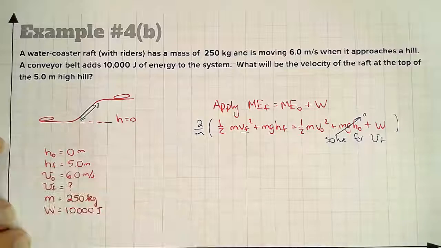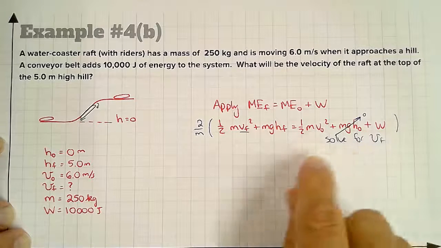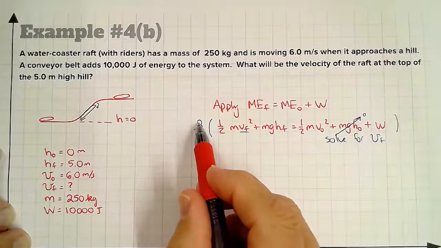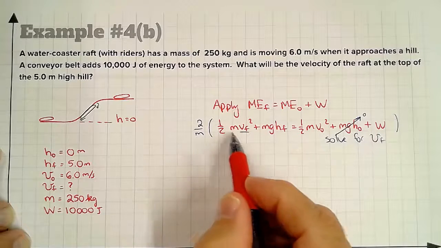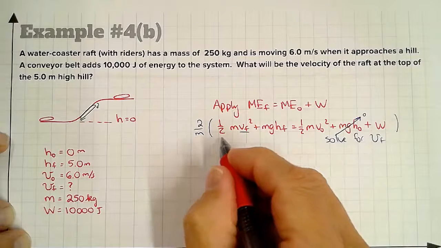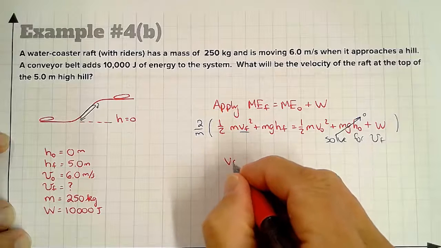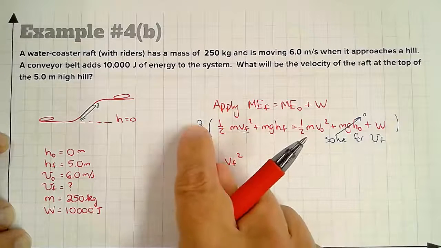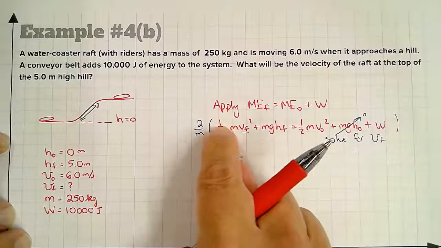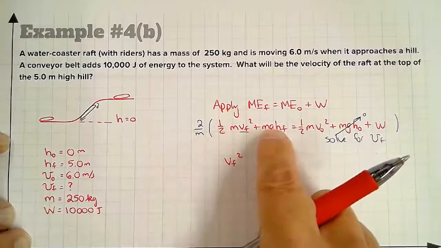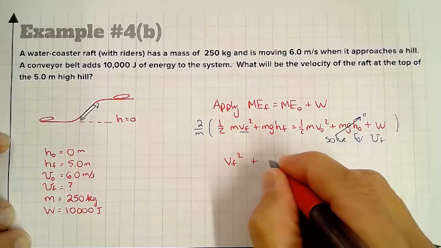Okay, now I can't just go cancel all the m's because we've got W over here and there's no m in the W, so I can't cancel them all. So to clear the fraction, I'll multiply everything by 2, and then I'm going to divide every term by m and see what I'm left with. So when I do that, I'm going to get, let's see, the final velocity squared. When I multiply 2 over m times this, the 2 cancels the 1/2, the m cancels the m, I get final velocity squared. When I multiply this by 2 over m, I get plus 2g h final.